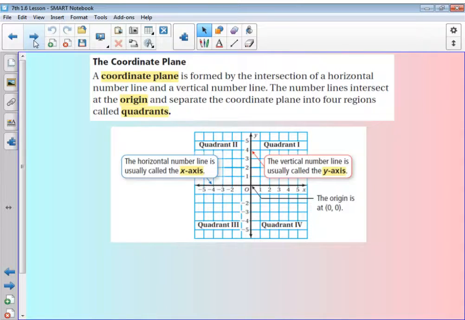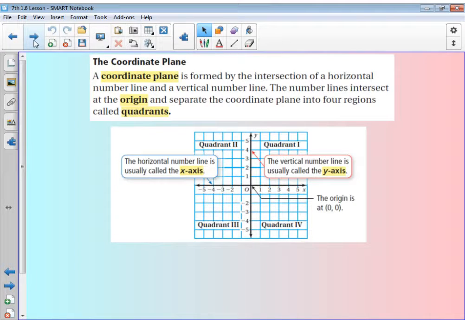Working with the coordinate plane, and you guys have worked with the coordinate plane before, but just as a reminder, the coordinate plane is formed by intersections of horizontal number lines and vertical number lines. This is a picture of a coordinate plane. The number lines intersect at the origin.